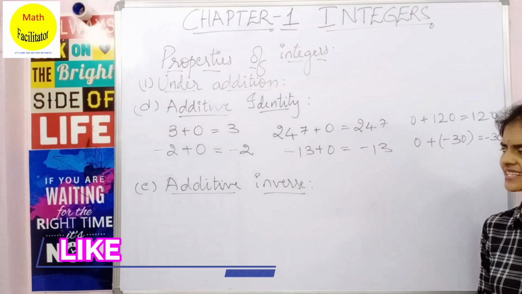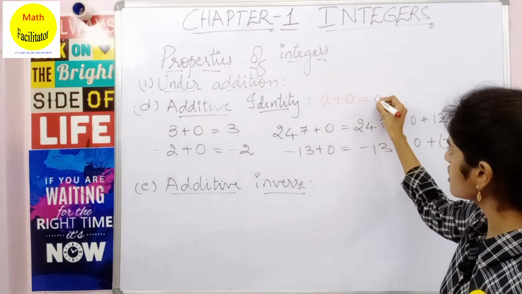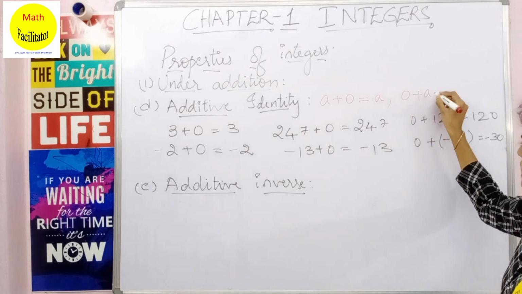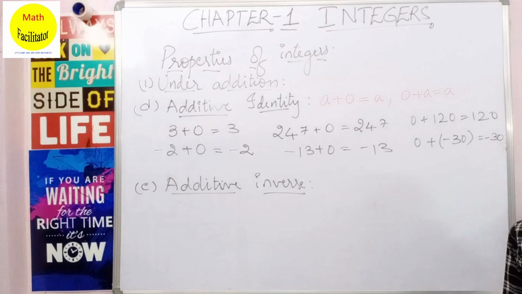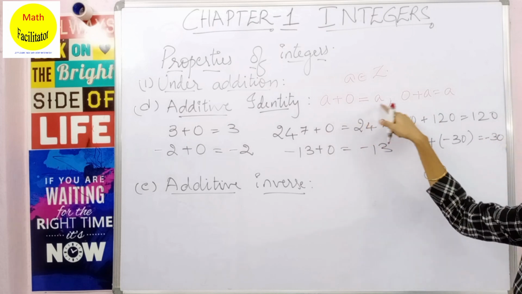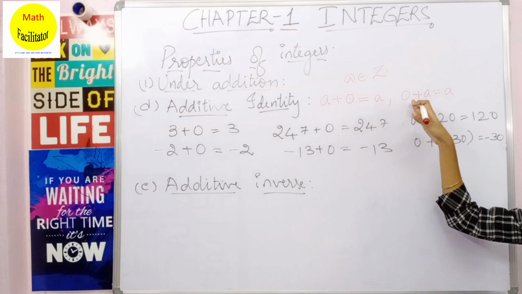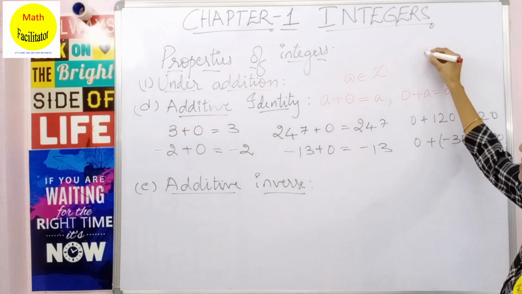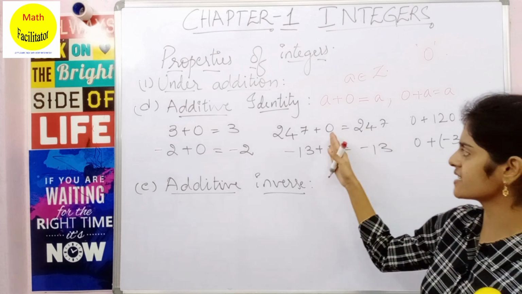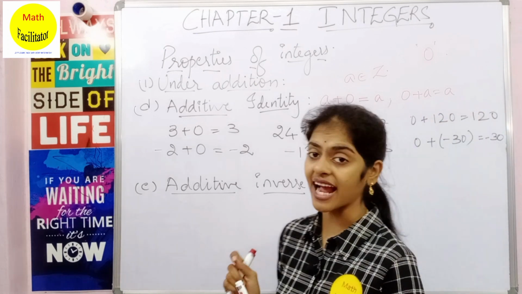Let us generalize this. When you add 0 to any number, the answer you get is the same integer A. Now A belongs to integers, so this condition is satisfied. So we can say that A plus 0 gives you A, or 0 plus A also gives you A. So 0 is called the additive identity of integers. That means you add 0 to any number, it gives you the same number again. Clear? Now let us talk about additive inverse.